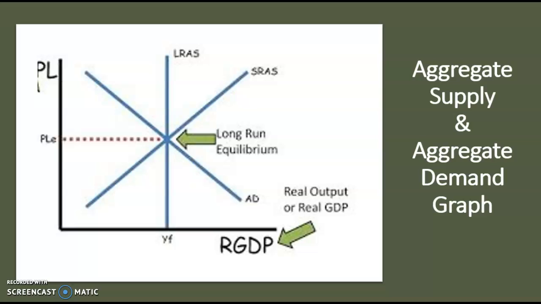We're measuring real gross domestic product based on the price level. Long run aggregate supply is completely inelastic or vertical. We have downward sloping aggregate demand, and we have upward sloping short run aggregate supply. They meet at an economy's output and price level equilibrium. Right now, we know aggregate demand is most likely shifting left, and most likely short run aggregate supply is also shifting to the left.